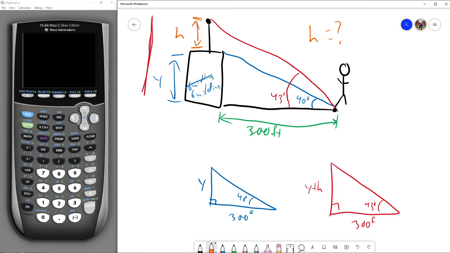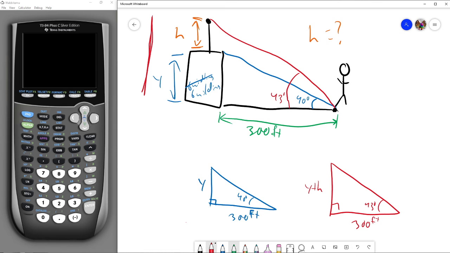So the first thing we needed to pay attention to is the fact we have two triangles. Oh, that's funny. I put degrees here when that should have been feet. And it looks like I'm missing my t over here. So when we look at this, we can use trig to figure out what y plus h is, and we can use trig to figure out what y is, right?